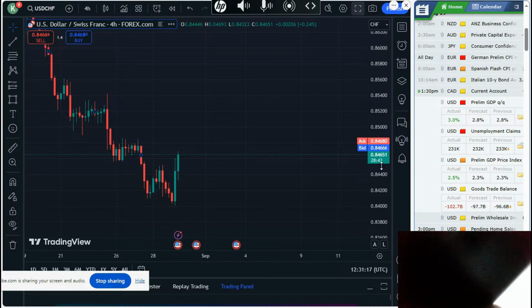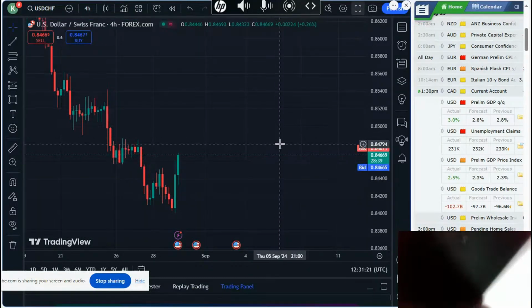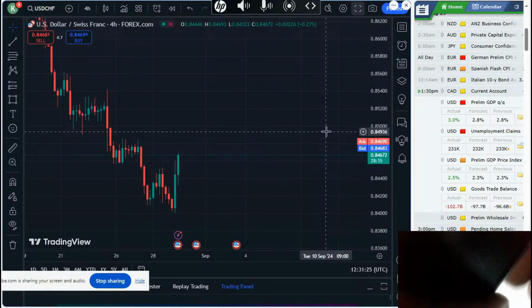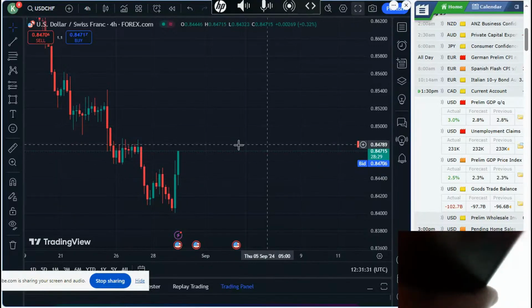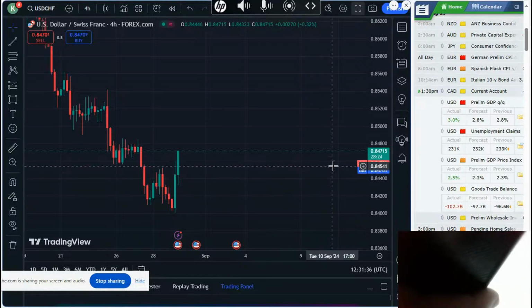Please exit from your USD Swiss franc now. Exit, exit, exit. Exit USD Swiss franc, please. We're taking the wrong side of the market. Exit your sells on the USD Swiss franc now.